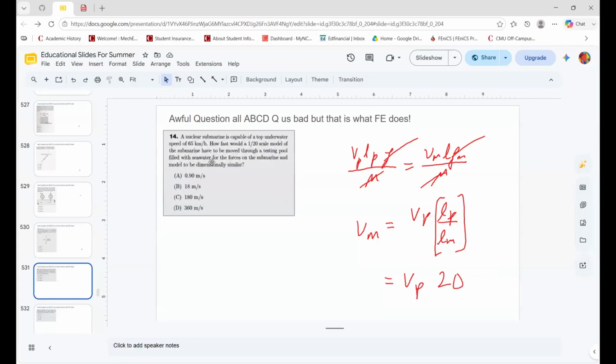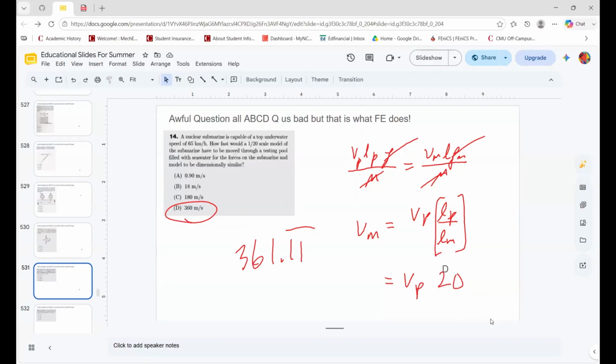Interesting. I must admit, the speed must be very high for this. I don't like how high this is. So 65 multiplied by 1000 divided by 3600 multiplied by 20 equals about 361.11. Now, this question I can understand in the testing area, although I don't agree with it, because it's a nuclear submarine, yes, it's capable of top water speed of 65 and how fast the submarine is moving around the test water with the seawater for forces of the submarine.